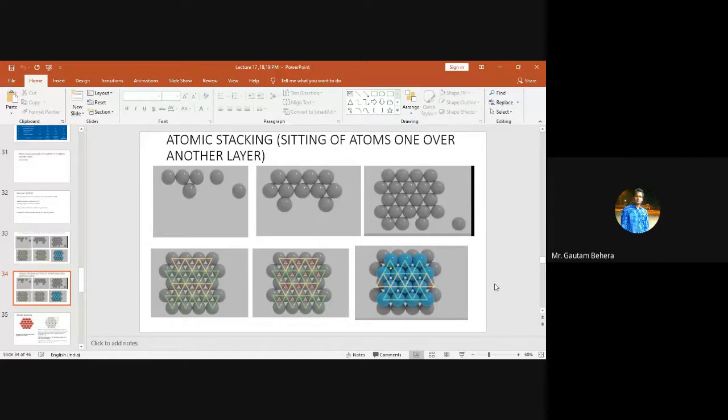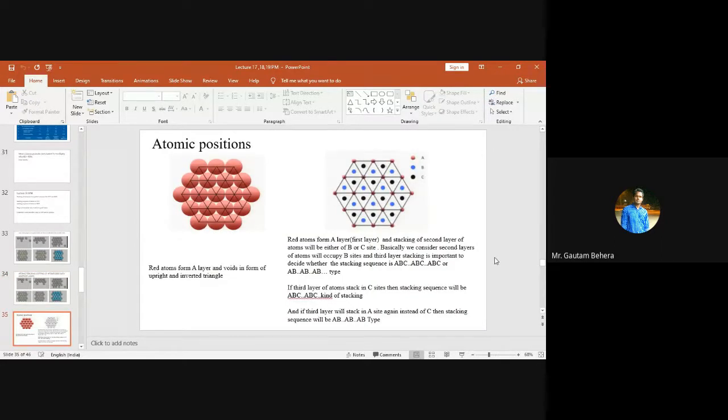Which is the same image as here anyway. So now just have a look. Again, these are the atomic layers. First atomic layer. These are red atoms forming the A layer. So you can always say that the first layer is an A layer of atoms. The moment the A layer of atoms is forming, what will happen? Voids will be formed. You can see these are voids, as I told: upright triangles, inverted triangles, upright triangles, inverted triangles. Fine. Now these voids can be fulfilled.